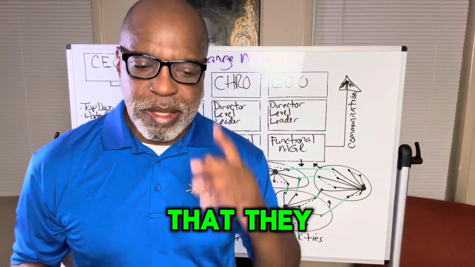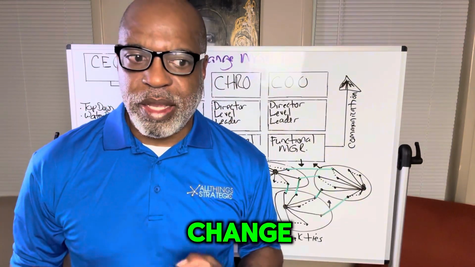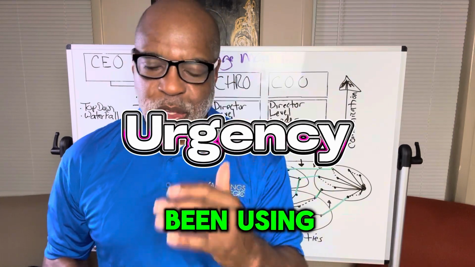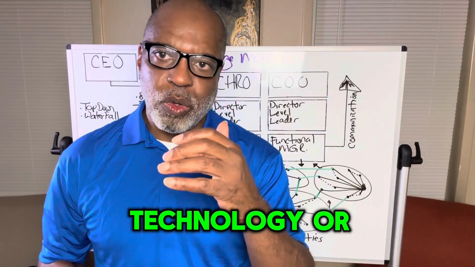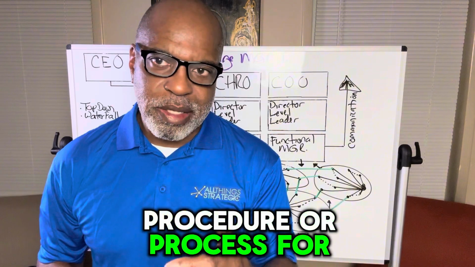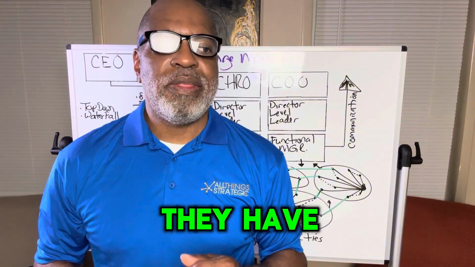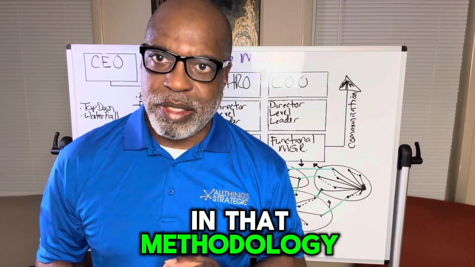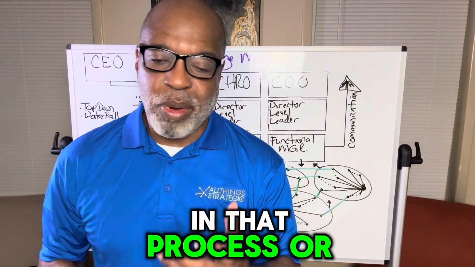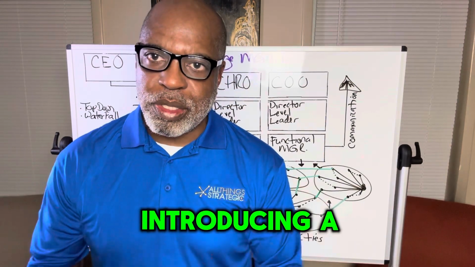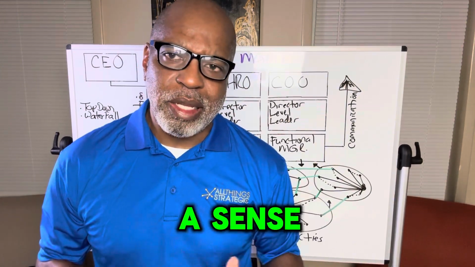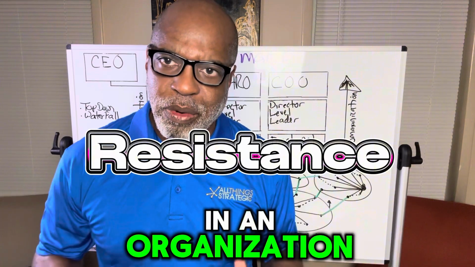So the first thing that they think of is Kotter's method of change. How do we create a sense of urgency? If people have been using a technology or a certain procedure or process for years, they have developed the skills and the expertise in that methodology, in that technology, or in that process or procedure. Introducing a new procedure, technology, or process will create a sense of resistance in an organization.